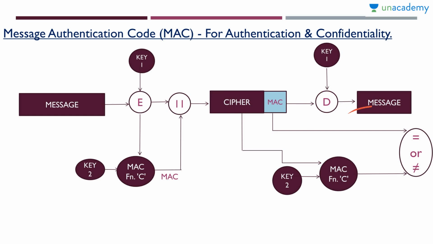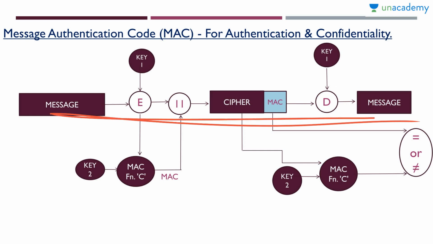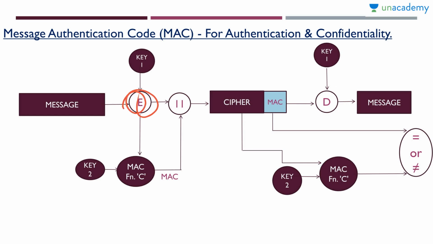Now what about authentication? Here the encrypted message is applied to the MAC function plus key. Encrypted message means the cipher. So we take this cipher and key and apply them to the MAC function. Here it was the plain message, and here it is the cipher. Again we are taking the cipher to get the message authentication code. Then we can separate this and take it plus the output of this function and check it. That is how we achieve authentication.